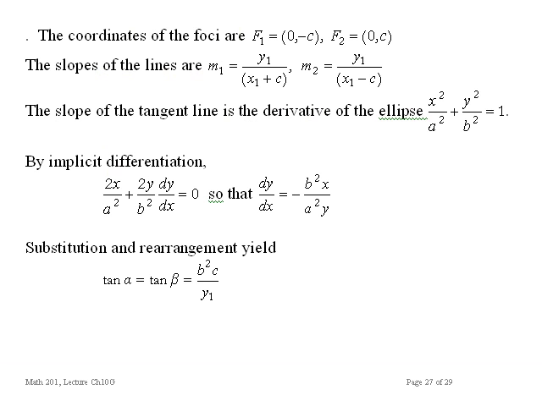So here are the coordinates for the foci for an ellipse. F1 is at 0 and minus c, F2 is at 0 and c. Of course, we put the major axis right along the x-axis to make things easy.